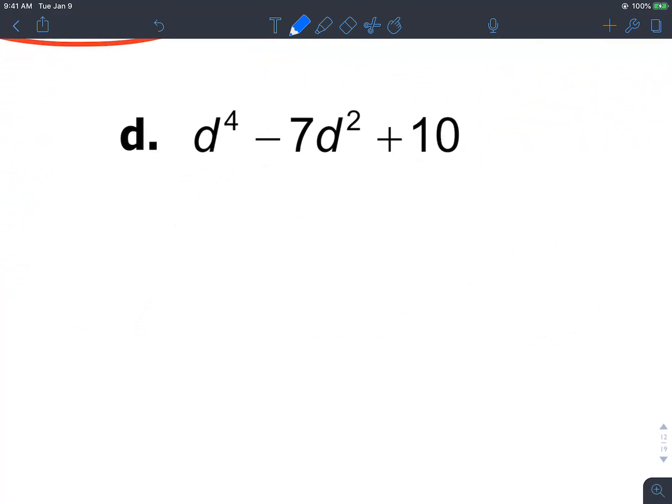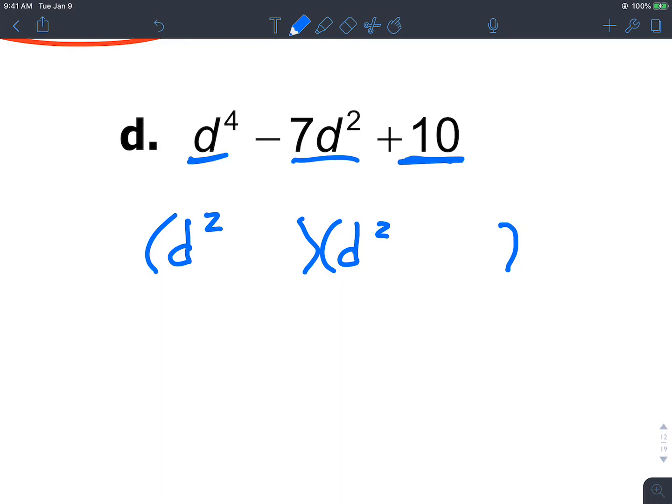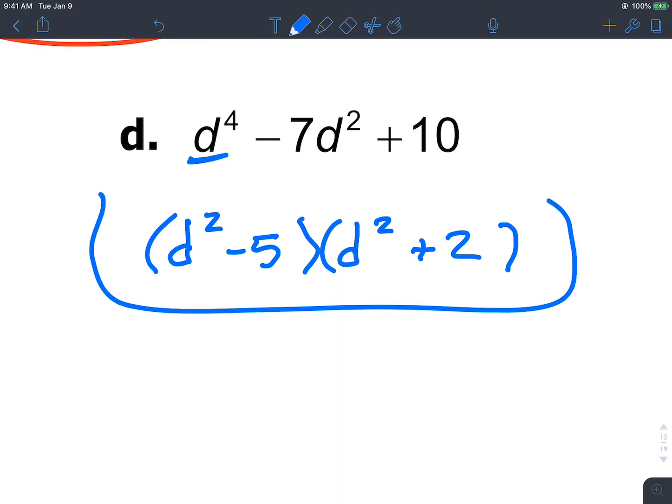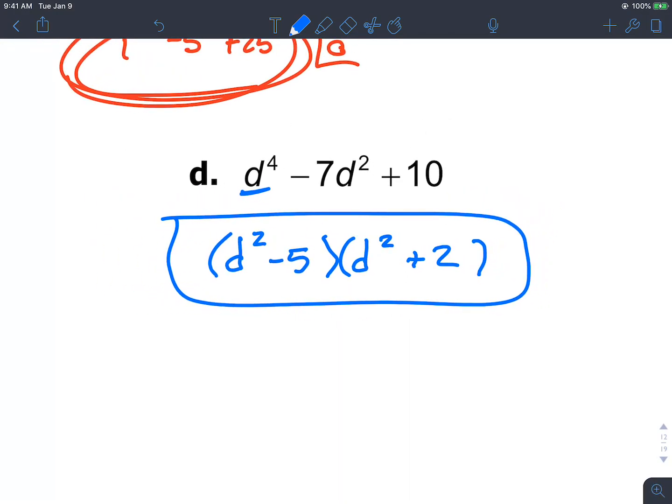All right, look at that. You got a trinomial. Kind of a similar idea. You got a d to the 4th out here in front. So what you're going to do for this here is figure out what times what gets us d to the 4th. We can say d squared and d squared. What times what multiplies to the 10 and then adds to the negative 7 right there. So we'll do 5, negative 5 and positive 2. And then that's all you can do there in that case.